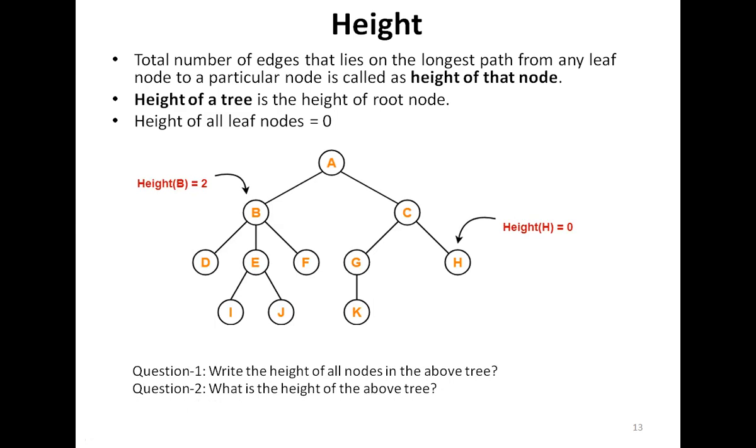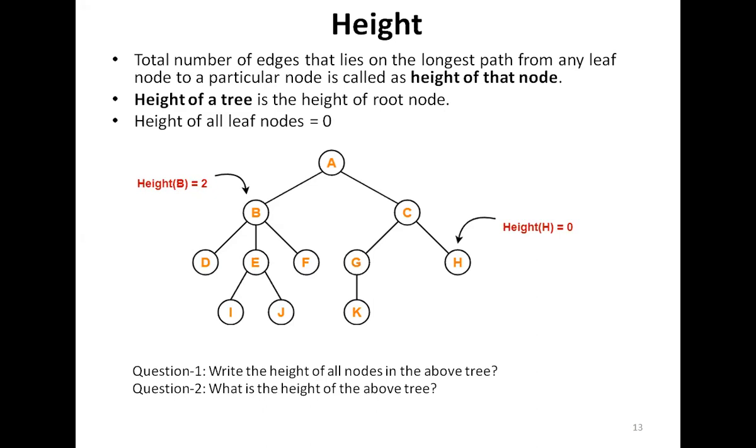Sir, the height of A will be 3. Yes. Then sir, B is 2, C is 2. Sir, G is 1, and E is also 1. Then sir, D, F, I, J, K, H are 0. Yes, good, very good. Okay. So question number 1 is complete. Now question number 2. Sir, 3.